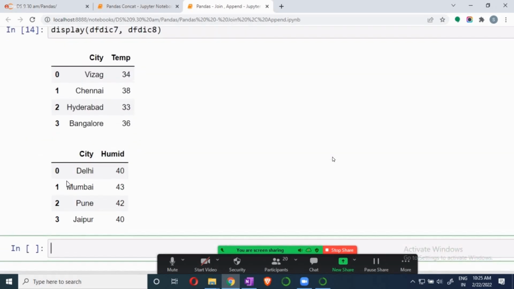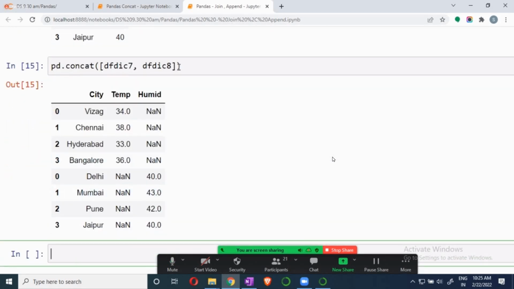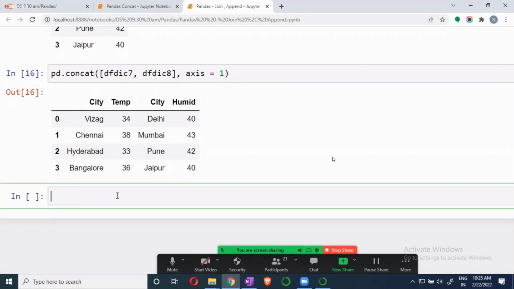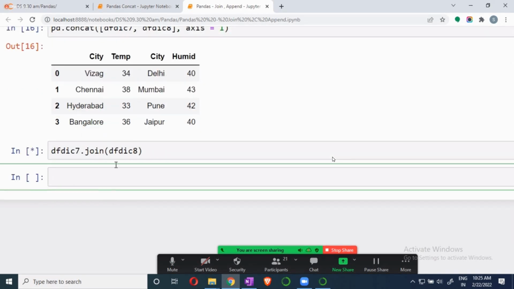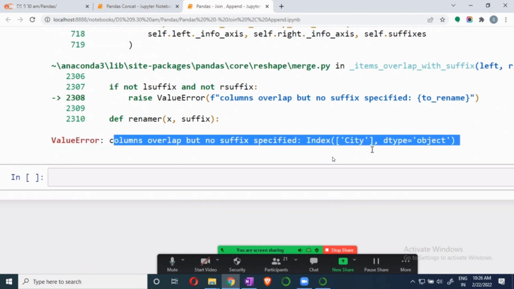Now if I do the concat of df_dic7 comma df_dic8, no problem, guys, you will get it over here. With axis equal to 1, you will get it over here. But when I'm doing it like df_dic7.join(df_dic8) over here, now you see this, we get an error: columns overlap but no suffix is specified.